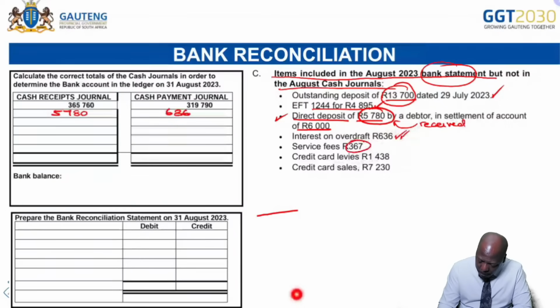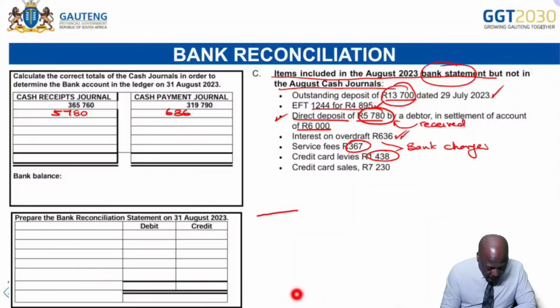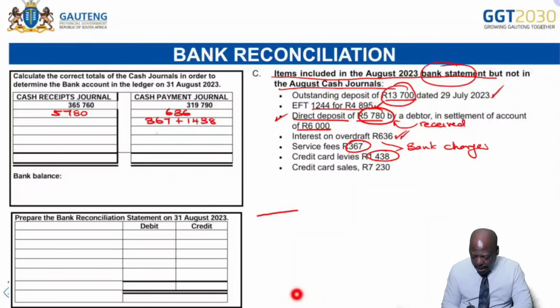So these two here, this one and that one, these are my bank charges. I know bank charges go to the CPJ. So I can come here and say 367, and I can add the other one, which is plus 1438 over there. Or I can put a full amount that would tell the examiner that I've already added them. But I would prefer if you can show them like that so that we know what you have done.